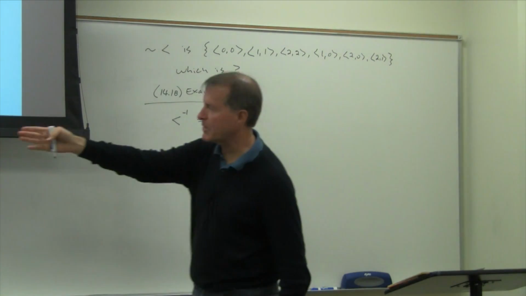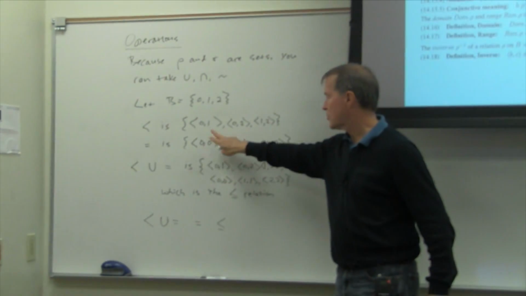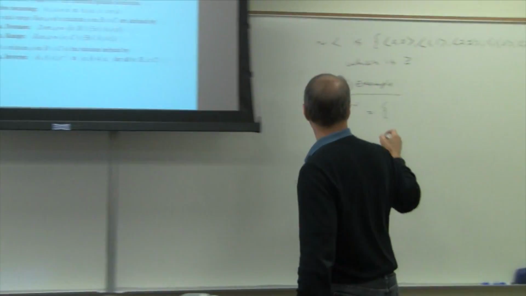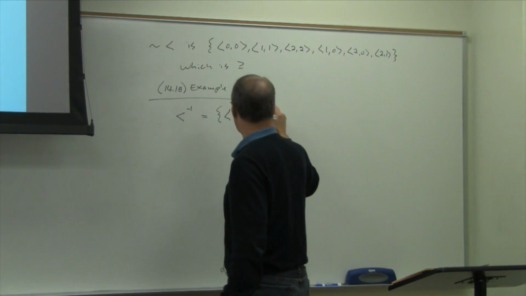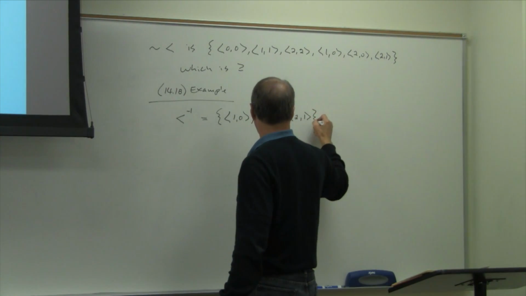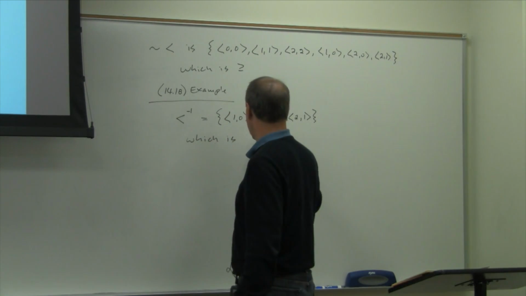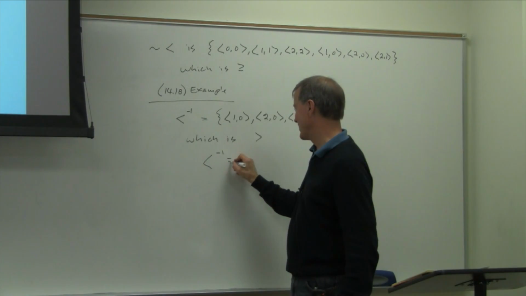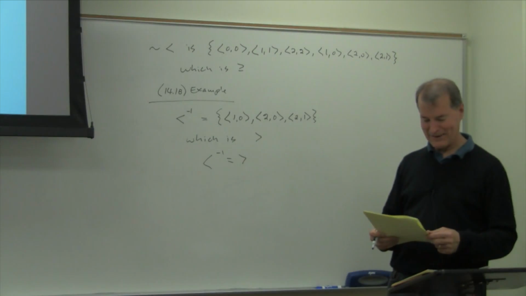Because the less than, remember, we're saying the less than is this. Let's say it's 1, 0, 2, 0. So you flip them all: 1, 0, 2, 0, 2, 1. Same as greater than. Which is greater than. So if you wanted to write that out, you would say less than to the negative 1 equals greater than. That looks really weird when you write it like that, but it's mathematically correct.